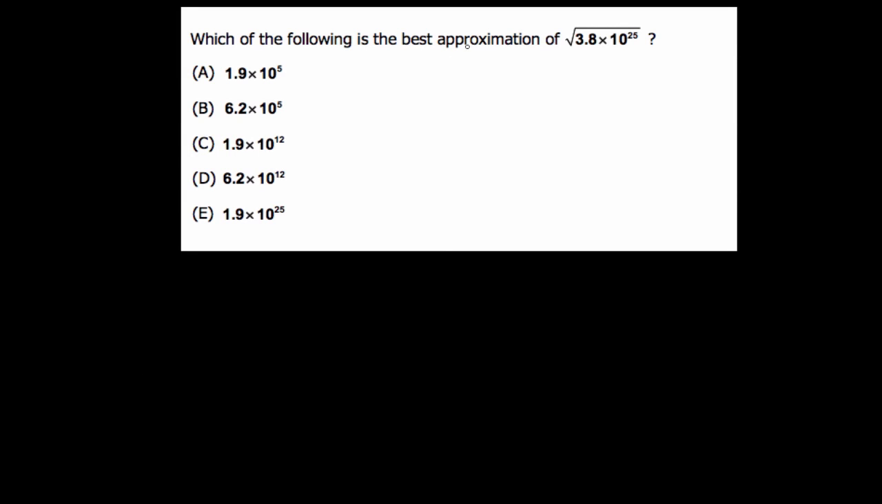Which of the following is the best approximation of the square root of 3.8 times 10 to the power 25? The square root of 3.8 times 10 to the power 25. This, I must say, is a little tricky, but it's easy. Now, how do we go about this?